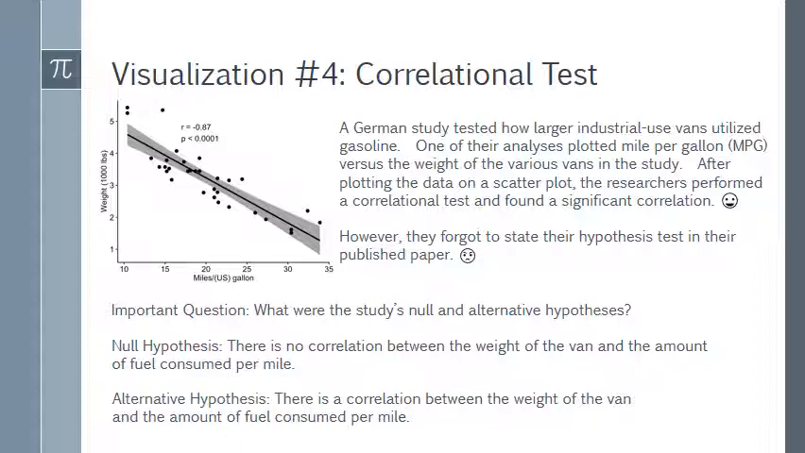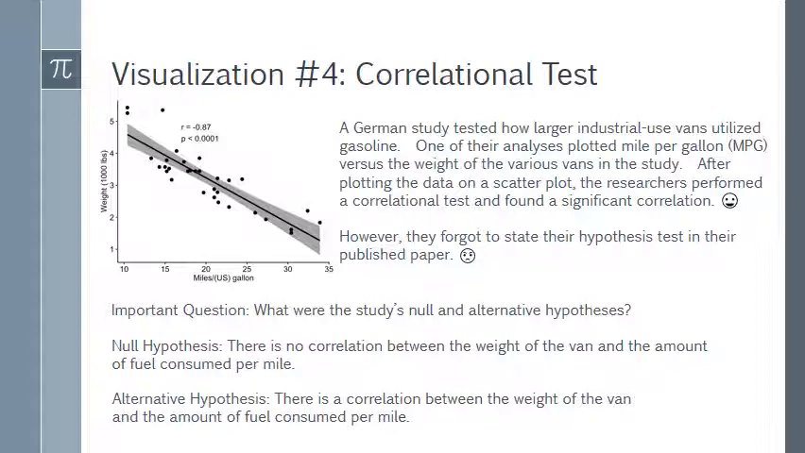Visualization number four, correlational test. A German study tested how larger industrial use vans utilize gasoline. One of their analyses plotted miles per gallon versus the weight of the various vans in the study. After plotting the data on a scatter plot, the researchers performed a correlational test and found a significant correlation. However, they forgot to state their hypothesis test in their published paper.